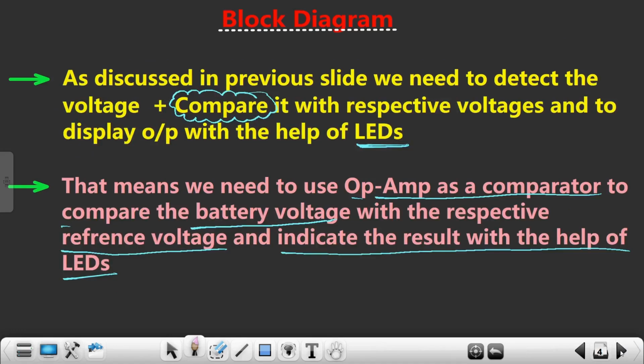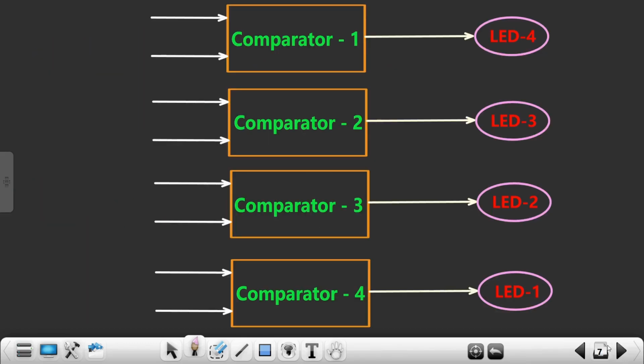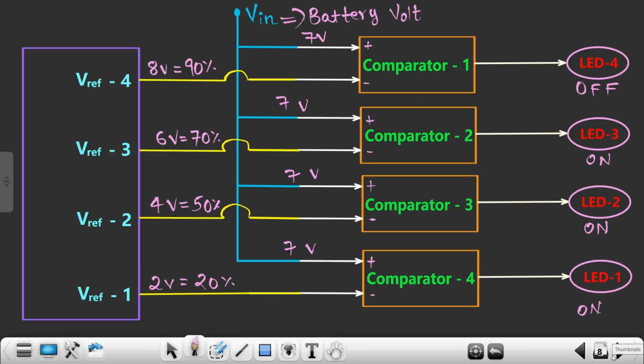And since we are quite aware of our result, what we know is that we need to compare the reference voltage with our battery voltage, and that's why we are using the op-amp as the comparator. This is how we are going to use it, and this is the overall block diagram of our circuit. I really hope that you understood each and every point that we have discussed till now.